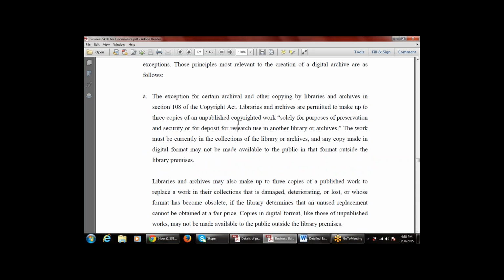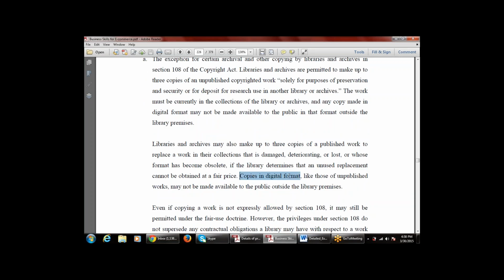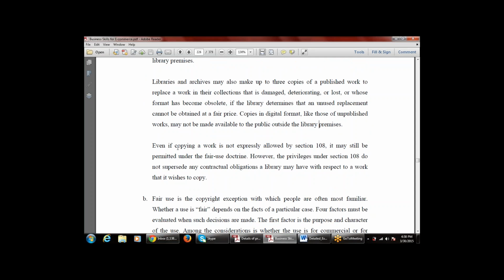So if I say the library and the archive, this must be applicable: they may make only 3 copies of the published work to replace a work in their collection that is damaged. So if any work is damaged, we can make only 3 copies of the published work. This is one of the limitations of the digital copyright. Copies in digital format, like those of unpublished work, may not be made available to the public outside the library premises. Even if copying a work is not expressly allowed by section 108, it may still be permitted under the fair use doctrine.